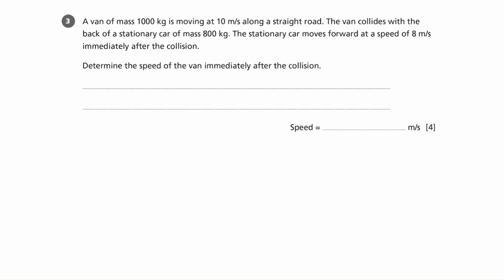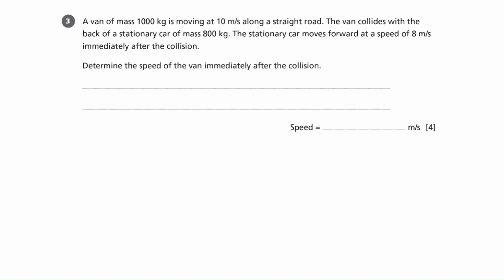Okay, so this is a momentum question, isn't it? So what we need to do is calculate the momentum before the collision. We'll then know that because momentum is conserved, it will be the same after the collision, so therefore we can work out the speed of the van after the collision. So what we're going to do first of all is work out the momentum before the collision.